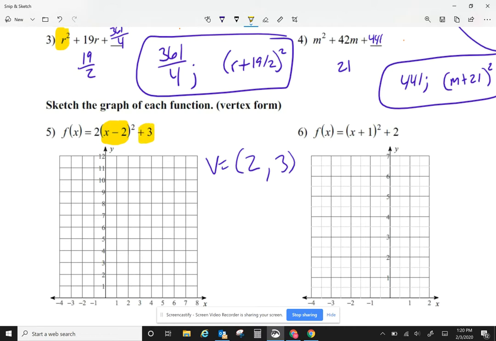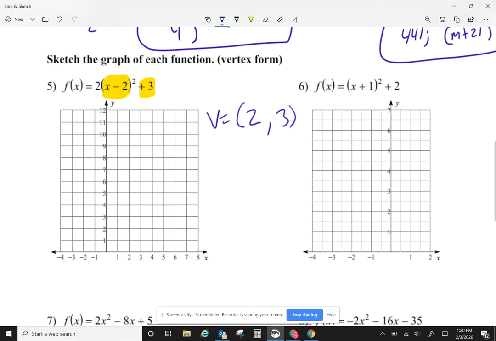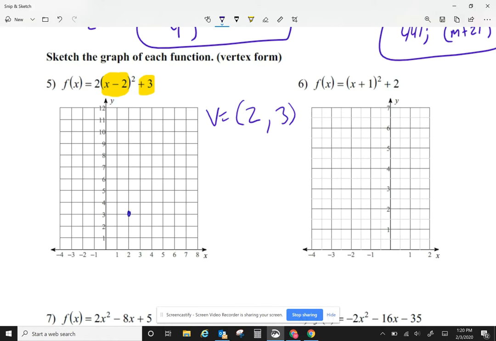My y value is out here. The 2 at the very beginning, we're not going to use it for the vertex. So that gives me a point on my graph. That gives me the point 2, 3.